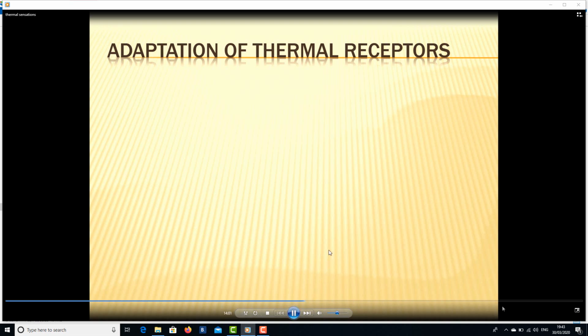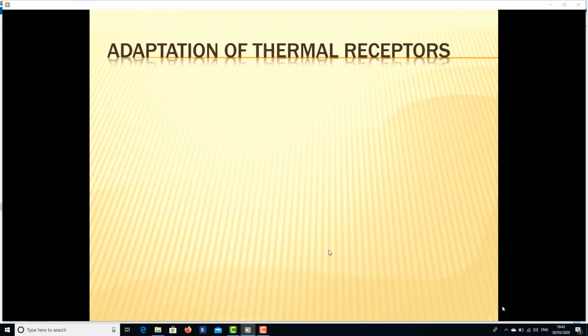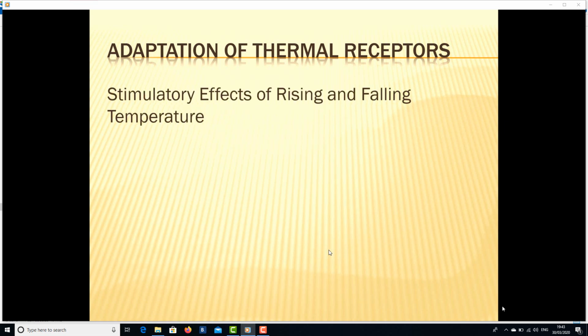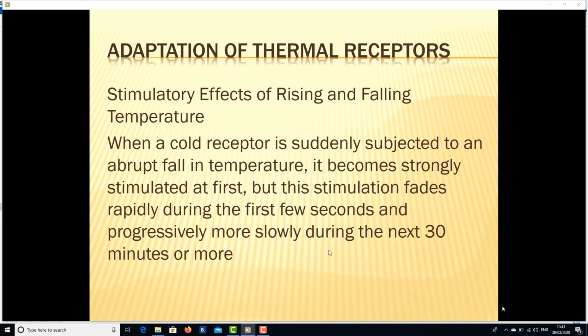When we are learning about the variety of thermal receptors, the variation of thermal receptors, the sensitivity level of thermal receptors of different areas of our body, their distribution in our body, we should be knowing about their adaptation as well. So, the stimulatory effects of rising and falling temperature. Now when a cold receptor is suddenly subjected to an abrupt fall in temperature, it becomes strongly stimulated at first, but this stimulation fades out rapidly during the first few seconds and progressively more slowly during the next 30 minutes or so.